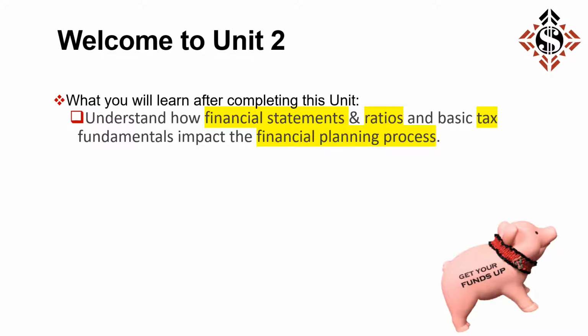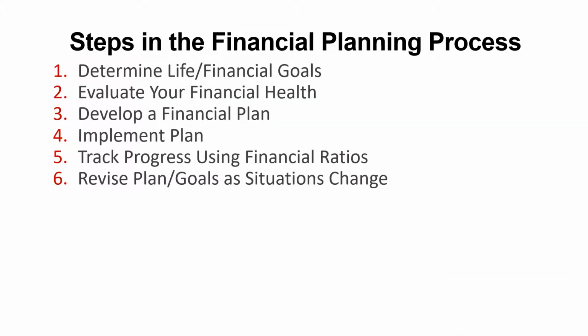In Unit 2, we have one learning goal, which is to understand how financial statements, ratios, and basic tax fundamentals impact the financial planning process. In other words, we studied the financial planning process, financial statements, ratios, and tax in this unit. Let's start with the steps in the financial planning process.